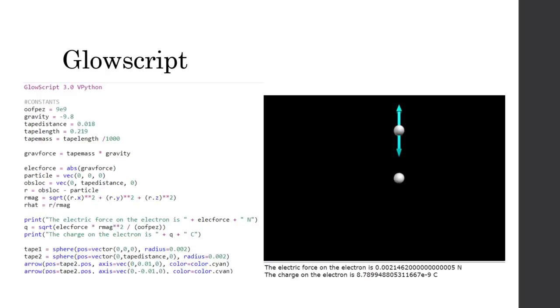For my GlowScript, it was pretty simple. It was pretty straightforward and close to the calculations that we did earlier. I used this mainly just to check my calculations by starting with inputting the constants of the tape distance and the tape length, and we solved for tape mass, gravitational force, and electric force. In the end, we also have a diagram on the right of the two tapes with arrows pointing up and down, just to show the free body diagram once again. And at the bottom, you can see that I printed out the electric force that I found and the charge on the electron, which is equal to the calculations I did earlier.